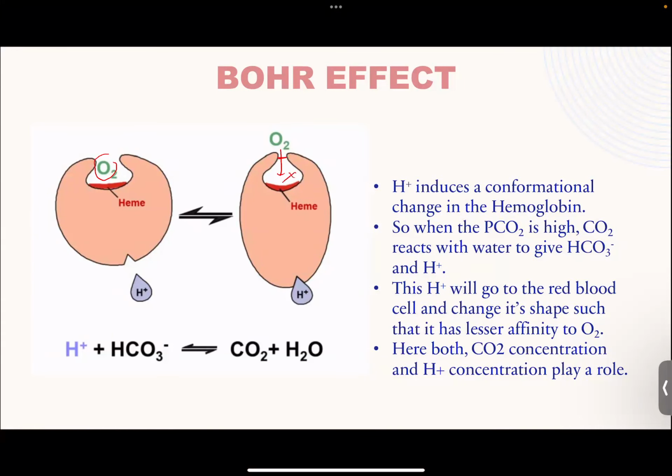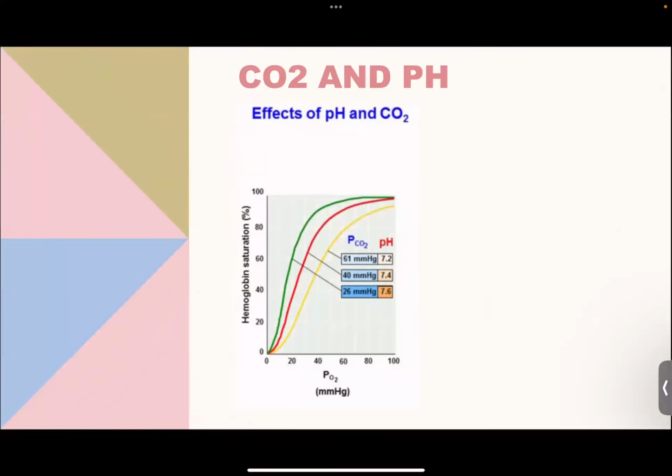So when PCO2 is high, it's going to react with water. So this and this is going to give us H+ and bicarbonate. This is how it indirectly affects the curve as well. So the H+ will go to the red blood cell, change its shape, lesser affinity to O2, and the CO2 and water are the ones that react to give us H+ and HCO3, okay? This one is just the combined effect. Basically, both PCO2 and pH are affected, and this is how they shift.